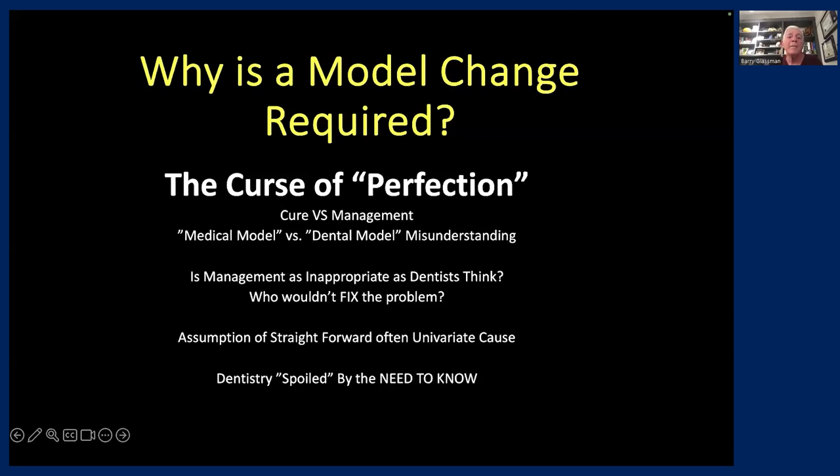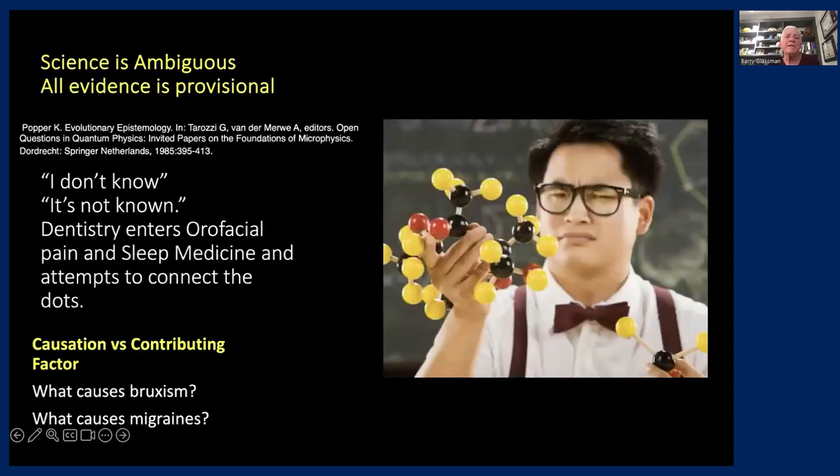So the assumptions that we can look at a single metric, that the disease is straightforward and simple, and that we can do a single thing and resolve the issue, which of course sometimes happens. But that assumption of mechanism, where we do something and assume it happened, and that assumption is based in structure, can be problematic. Dentistry is spoiled by its need to know. We're spoiled by our science, and we took that expectation and moved it into pain and sleep.